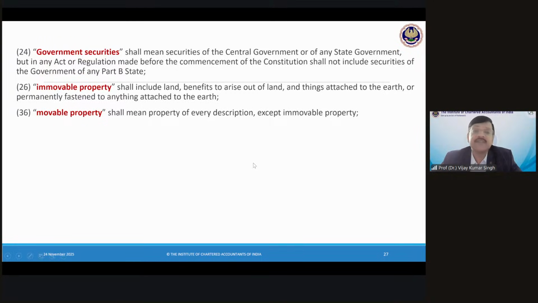Now, let us move ahead and talk about another definition, and that is of movable property. It says it shall mean property of every description except immovable property. I am always fascinated by the definitions in law. Definitions in law are quite simple, right? So why is there a necessity of defining this? You see, movable property shall mean property of every description except immovable property. Now, what is immovable property? For that, you go to the definition of immovable property, right? This is how we define the laws.